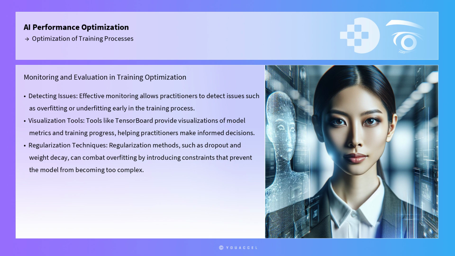Regularization methods, such as dropout and weight decay, can combat overfitting by introducing constraints that prevent the model from becoming too complex, thereby enhancing generalization to new data.